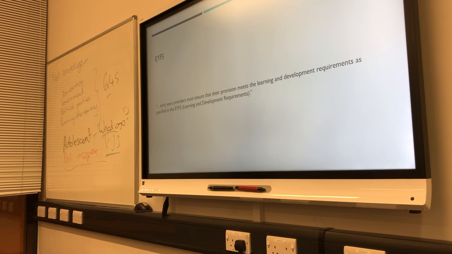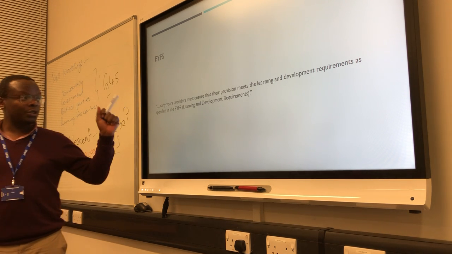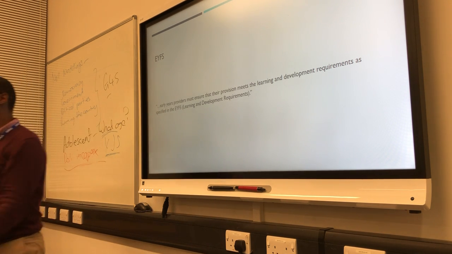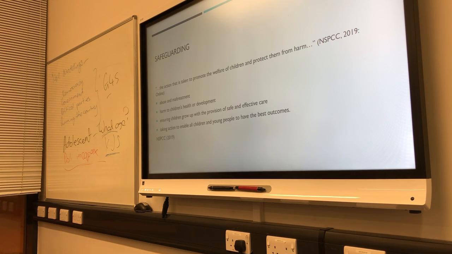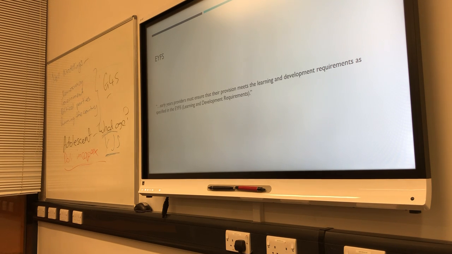EYFS, the Early Years Foundation Stage. All right? EYFS providers must ensure that their provision meets the learning and development requirements as specified in the EYFS. You know that document? The EYFS? Yeah? And these are called learning and development requirements. We are still citing the same source. Okay? So it's still the same author.